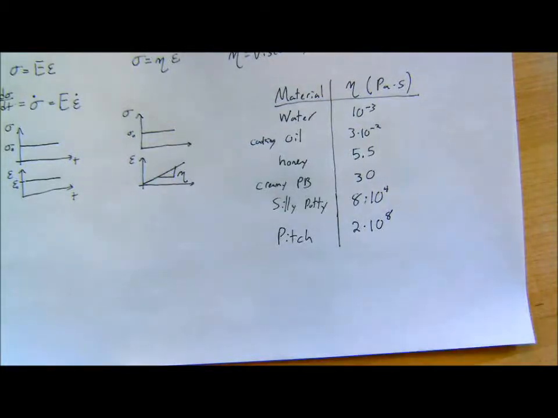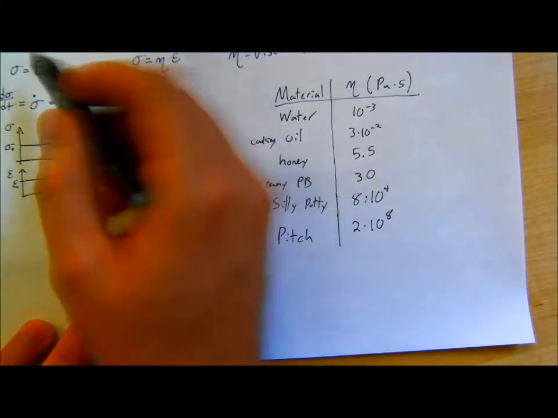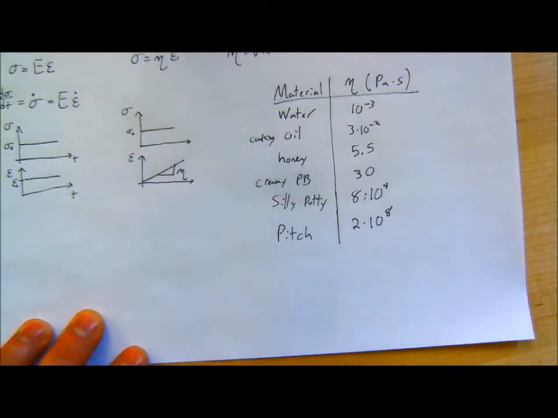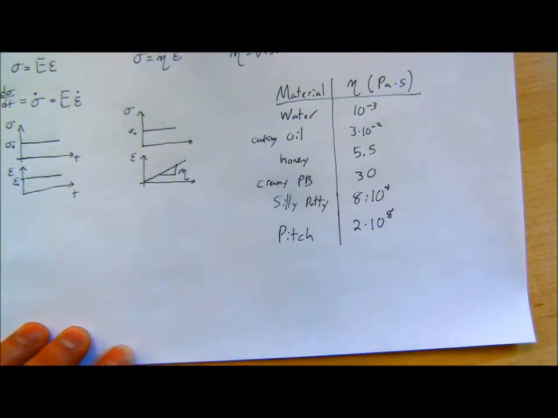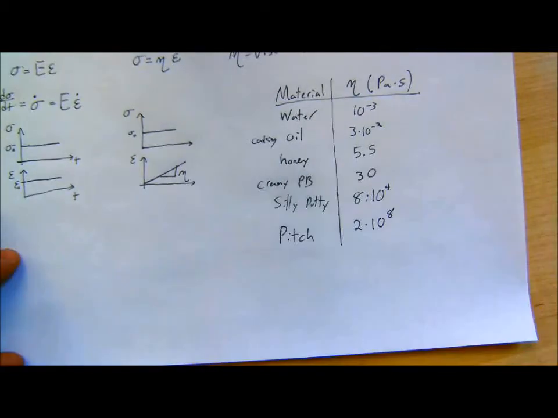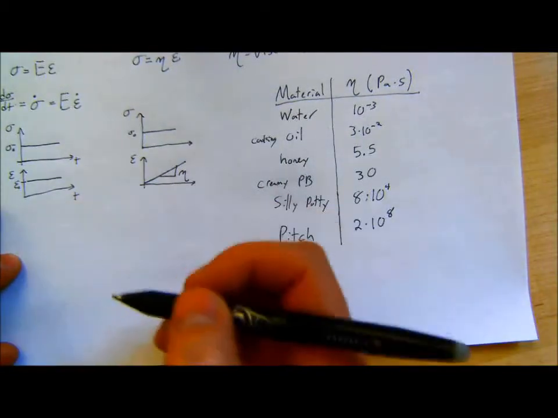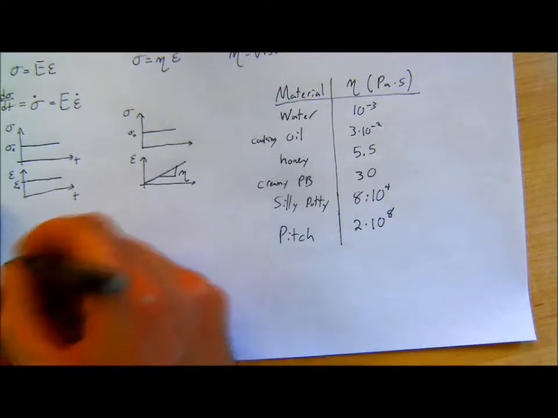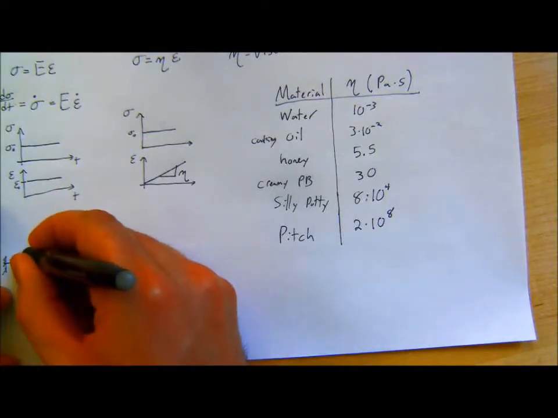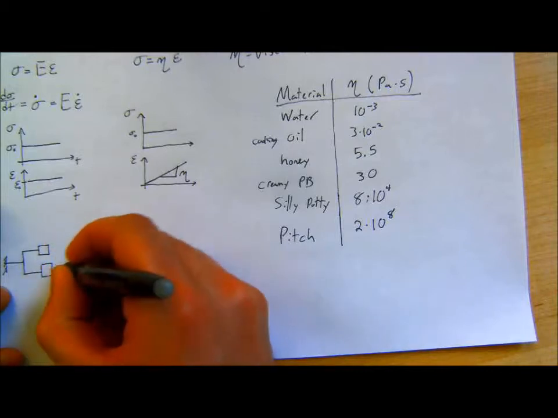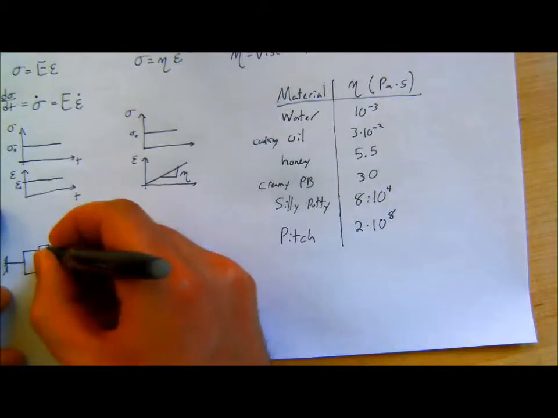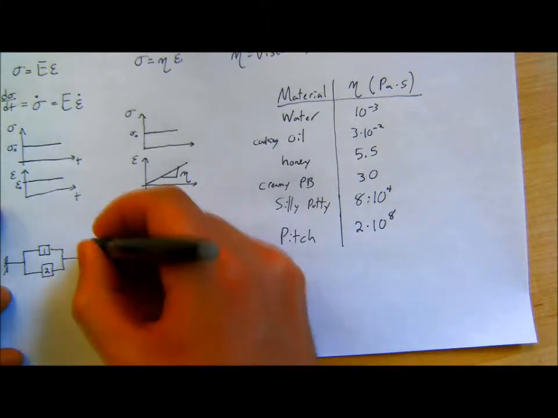Okay, so now we're gonna take these two tools, our spring and our dashpot, and combine them in different ways to try to figure out how different materials respond to strain rates. There's two ways that I'm gonna combine these things. The first is in parallel. So here I'm just drawing a box representing an element. So box one, box two, and I'm gonna get some strain total and stress total out.